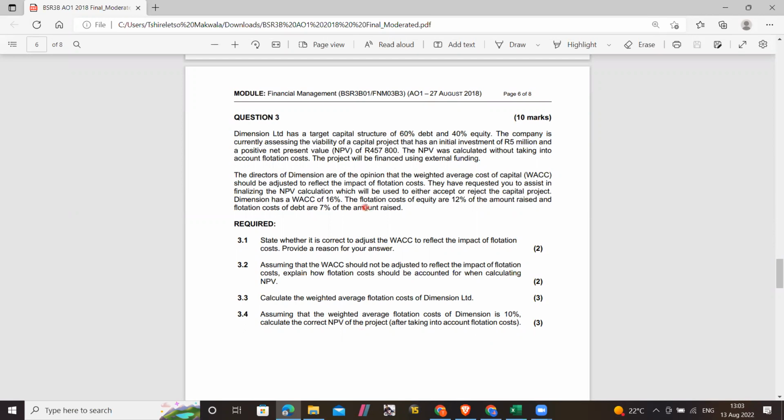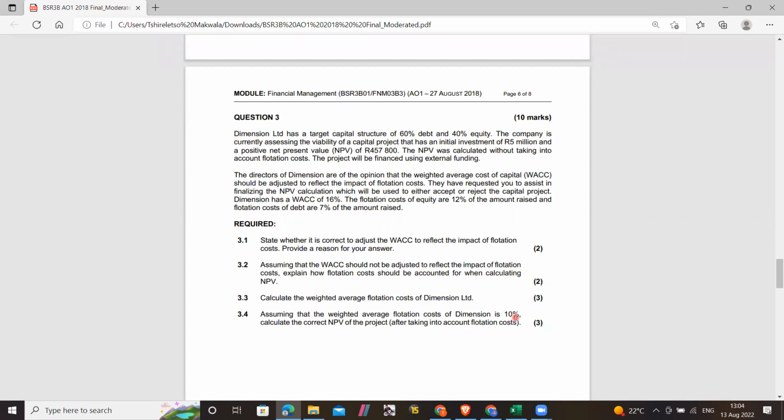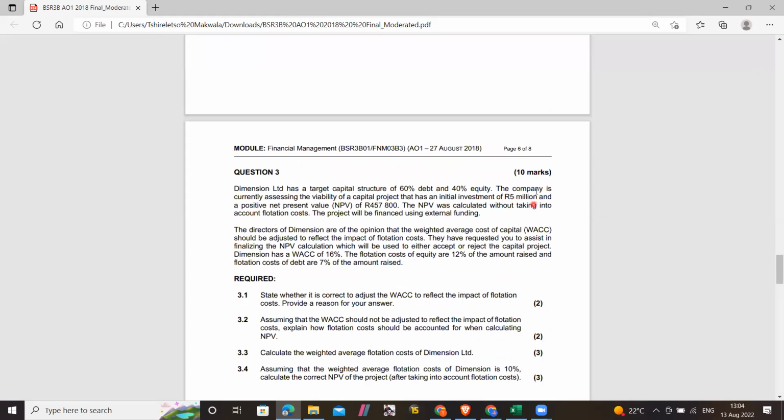So what do we have to do firstly? We have to use this weighted average flotation cost to determine the value of the flotation costs. Now, they told us that the flotation cost is 10%. And what does that mean? It means that this 5 million represents 90% of the value that this company actually has to get from these equity holders. Why? Because 10% of it is going to go to these flotation costs, right?